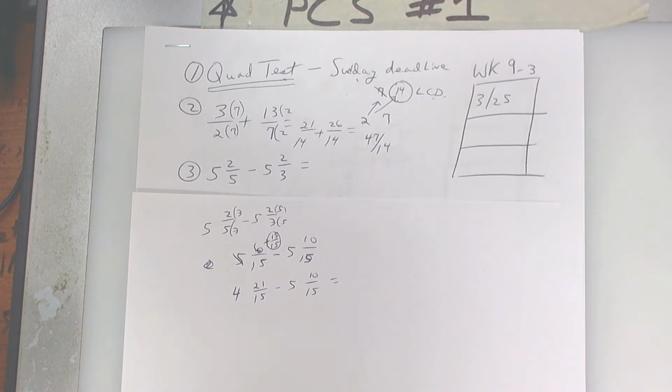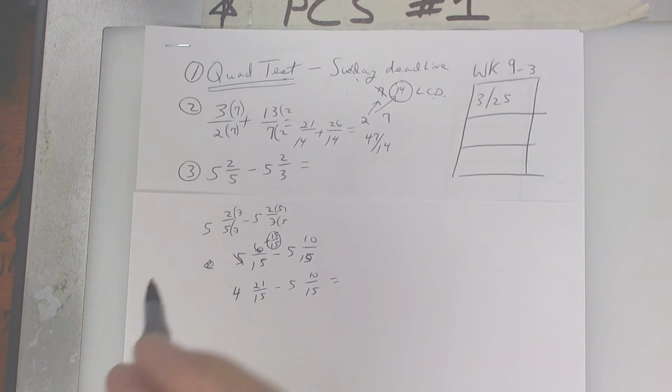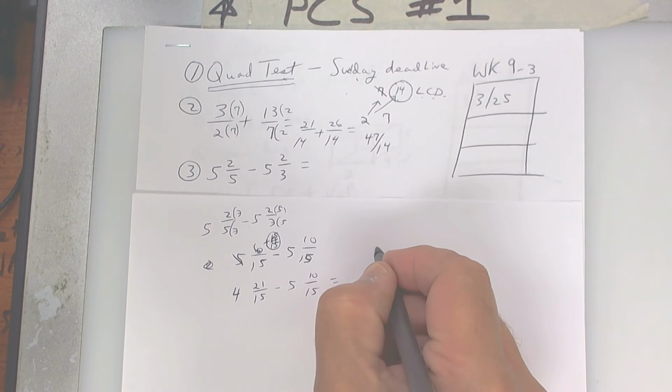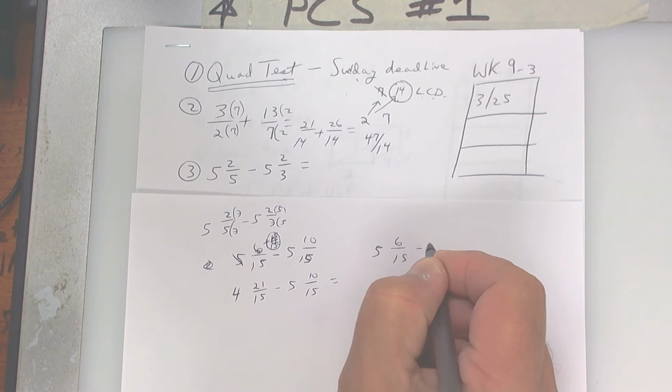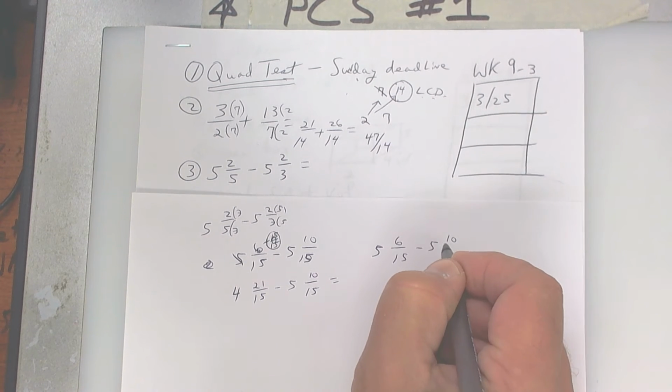Let me think about this a second. Hang on. Okay, let me try something a little different here. So let me not borrow. Let me say 5 and 6 over 15 minus 5 and 10 over 15.